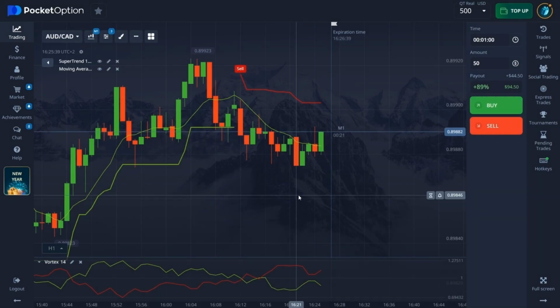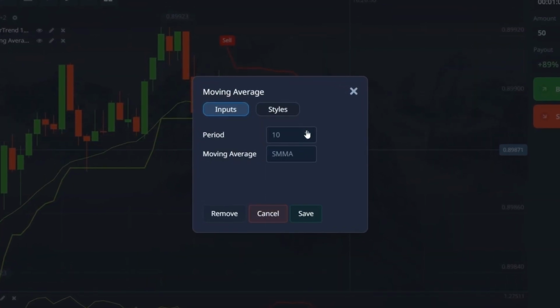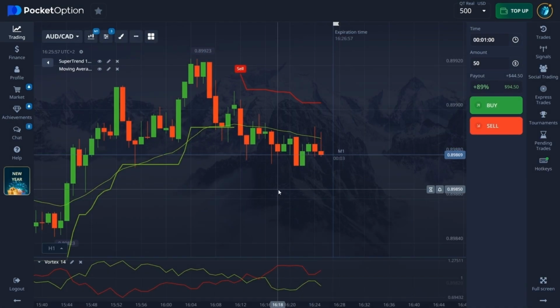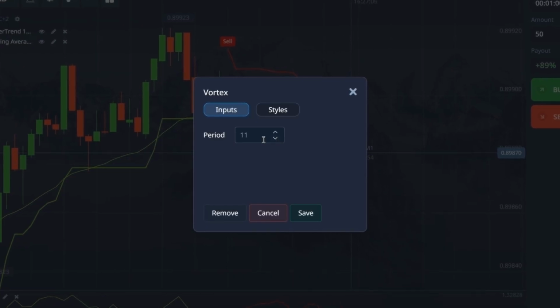I generally don't like to rely entirely on signals, and I want to constantly emphasize that you should not base your decisions solely on them. Now for the moving average, we set an unusual type and the period to 14. Let's save all of this. So we only have the vortex left. Let's set it up now, the period. Reduce it to 11 and save it as well.